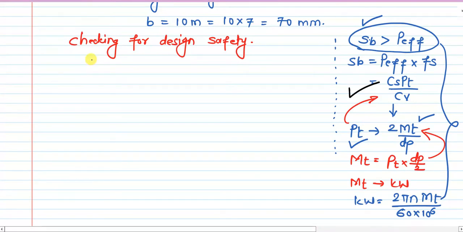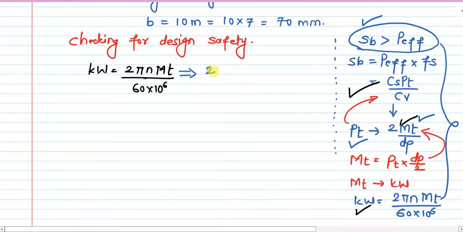So right now I need PT. For PT, I need MT, and MT can be obtained with the help of the equation of power. The quantity of power is available to me, so I will write it here for you. The power transmitted is equal to 2 pi n MT upon 60 into 10^6. Okay, fine. So MT is not known to us, and the power to be transmitted is 22.5 kilowatt. It is equal to 2 pi into, remember, we are right now bothered about this MT.